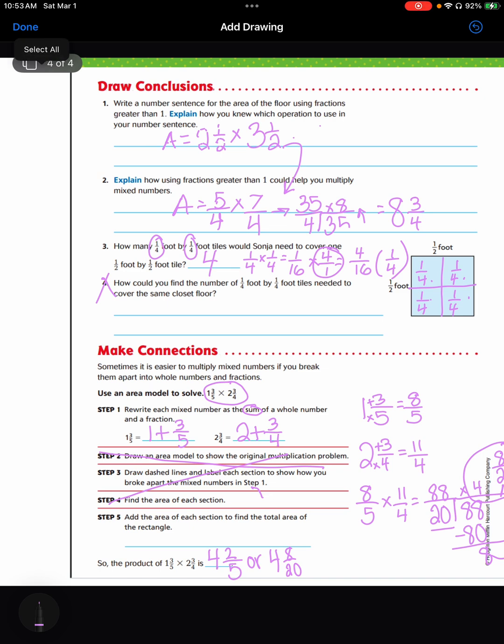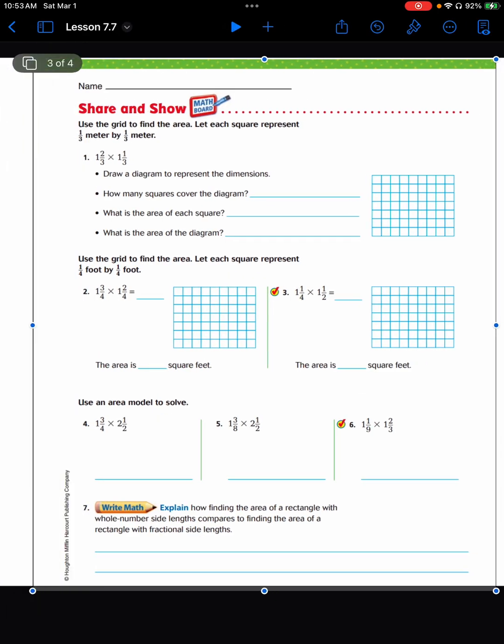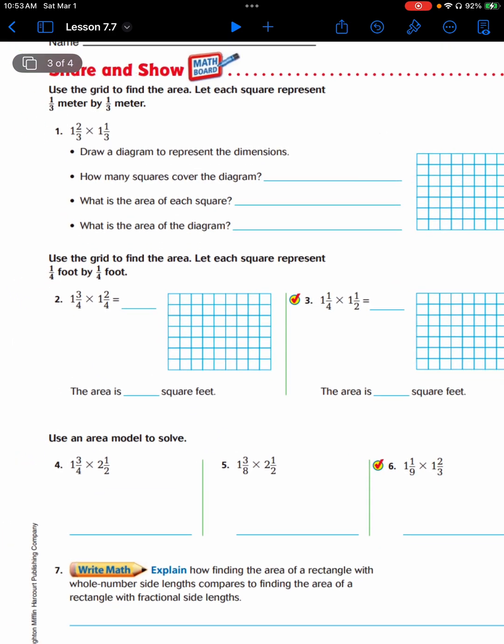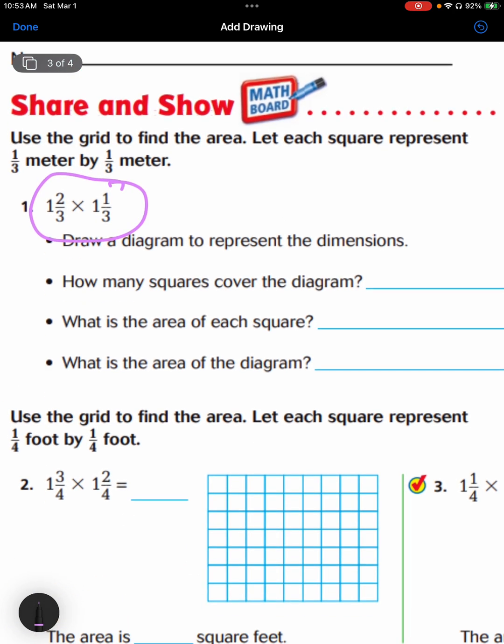Okay, next page is going to be the share and show page here. So, same thing. We are going to take these fractions and multiply them. So first things first, we have to convert these into improper fractions. So 1 and 2/3, 1 times 3 is 3, plus 2 is 5, so that's 5/3, times 1 and 1/3, 3 times 1 is 3, plus 1 is 4, so that's 4/3. So they're similar, but one is just a little bit bigger than the other one.